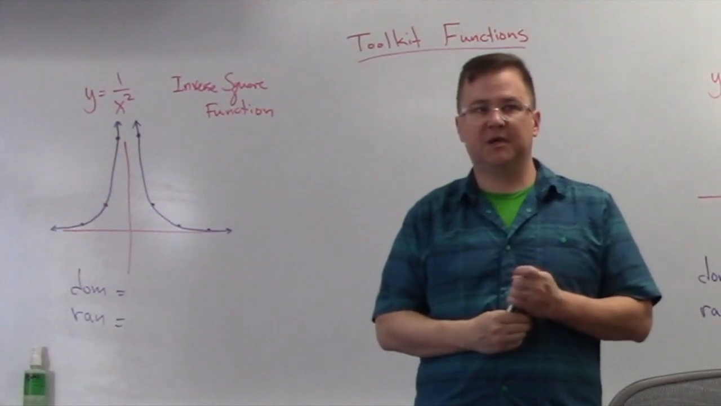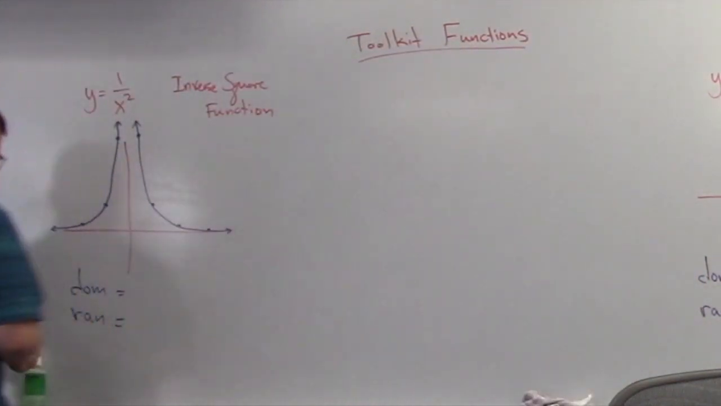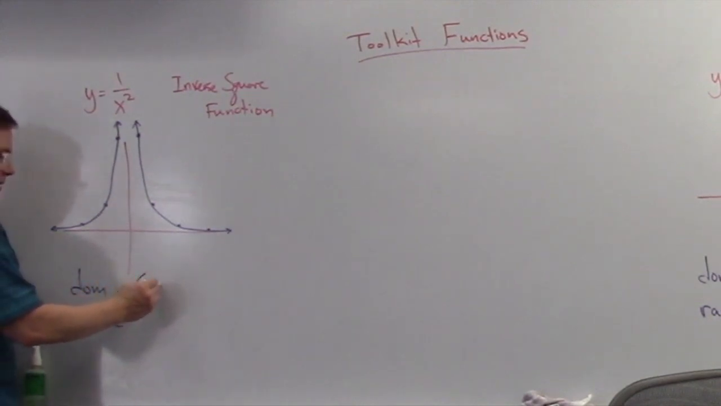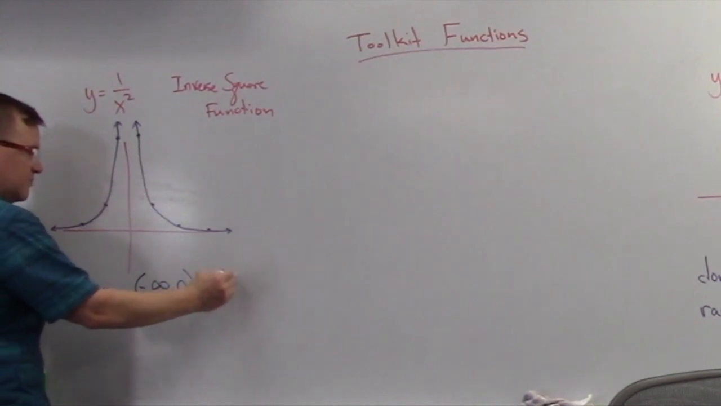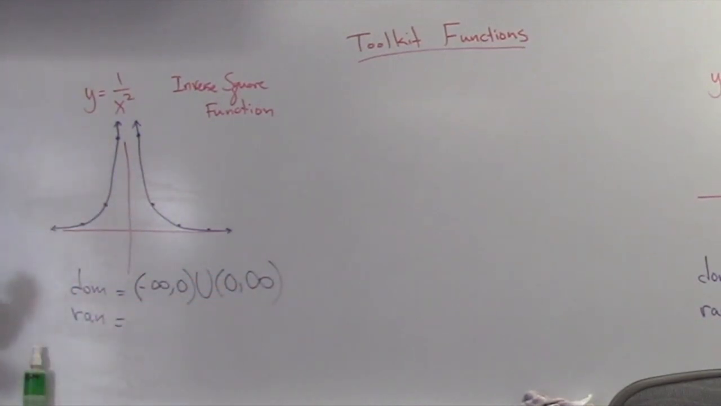Therefore, the domain and the range? The domain is the same one as the reciprocal function. So it's going to go from -infinity up to 0, along with everything from 0 to infinity. Positives and negatives are included, just not 0.